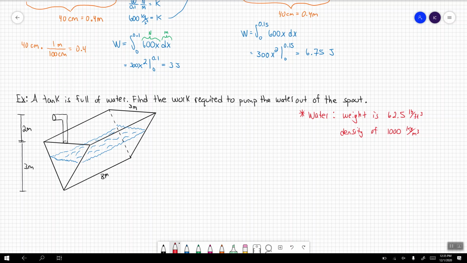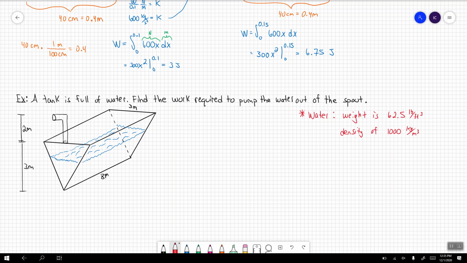Depending on which unit of measurement we're working with, whether it's the US customary or the metric system, that determines whether we use the weight of water at 62.5 pounds per cubic foot or the density of water at 1,000 kilograms per cubic meter. Since the problem is giving me meters, I need to use the water density in terms of meters. So I'm going to use the metric system here: 1,000 kilograms per cubic meter.